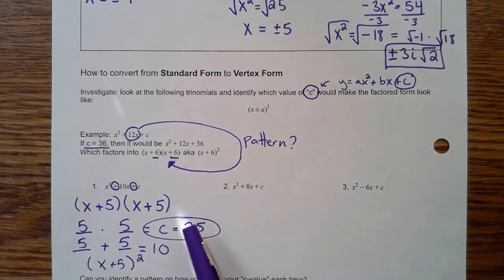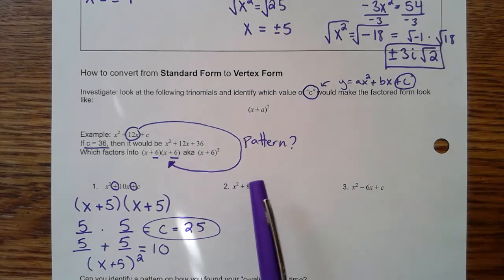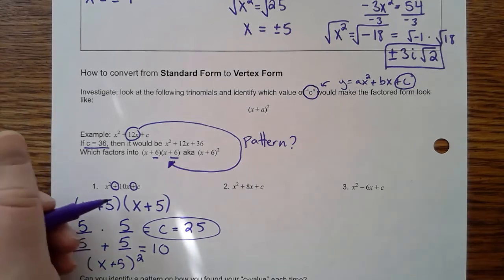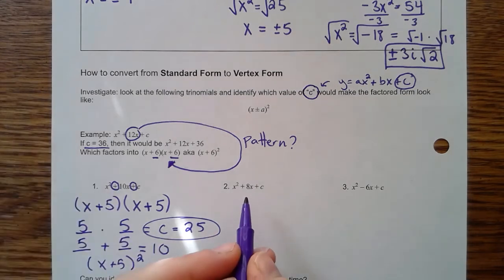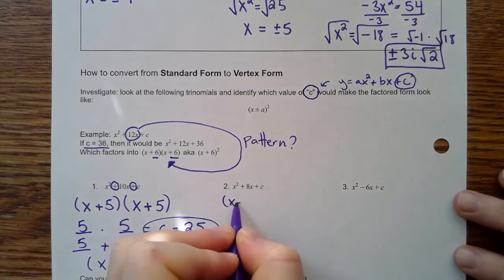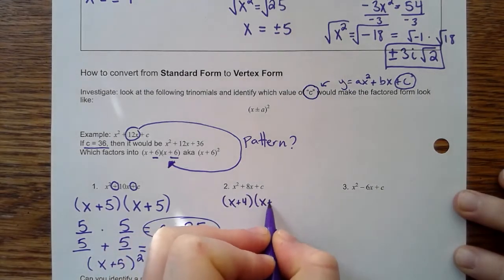I'm trying to add to 8 and multiply to C, but whatever adds to 8 has to be the same number. Oh, so, well, 5 was half of 10. So let's just see if this works for 8. So half of 8 is 4. So what if I said x plus 4, x plus 4?